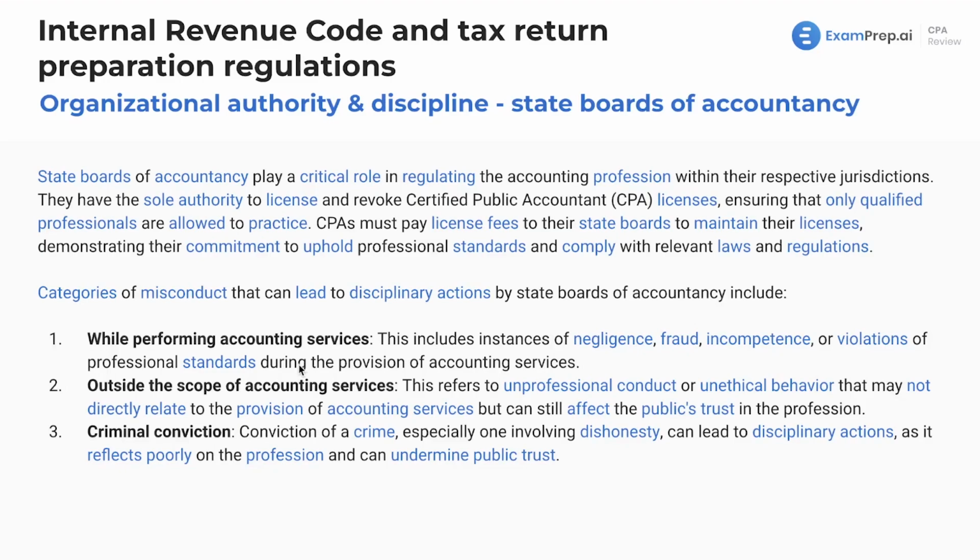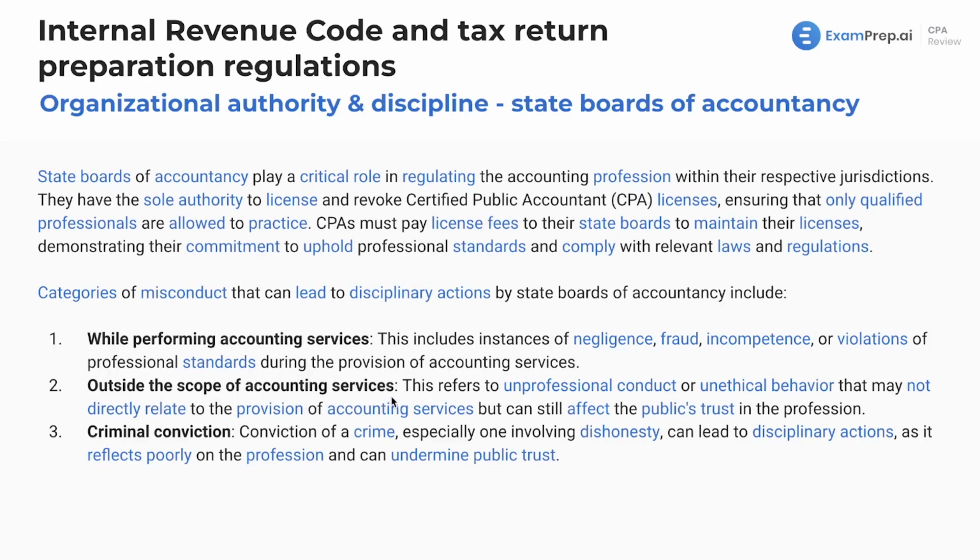Same with the AICPA, or what I call clubs: in their bylaws they say, hey, you're not going to be performing misconduct. You're not going to have any negligence or fraud or anything. So yeah, they could kick you out as well. But this is the bigger one, I think in my mind, because you don't want to lose your actual license.